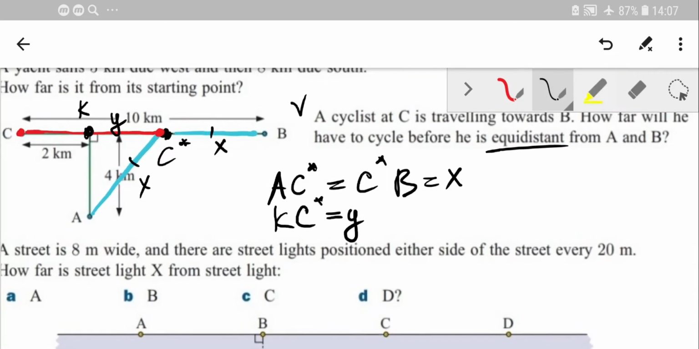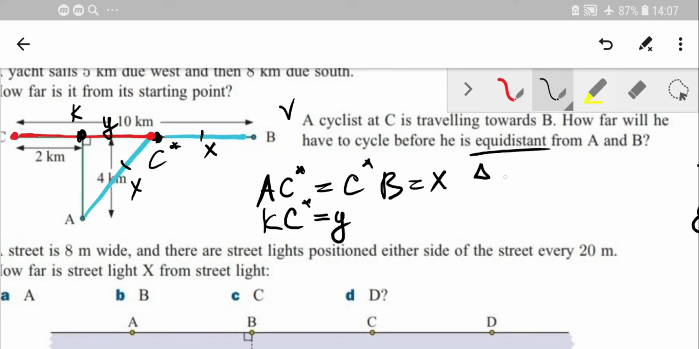Okay, what we can figure out, so from the triangle AKC star, we can figure out that we have y, hypotenuse x, and KA is 4 kilometers. So we can figure out that x squared equals y squared plus 4 squared, which is 16. Okay, that's the first equation.